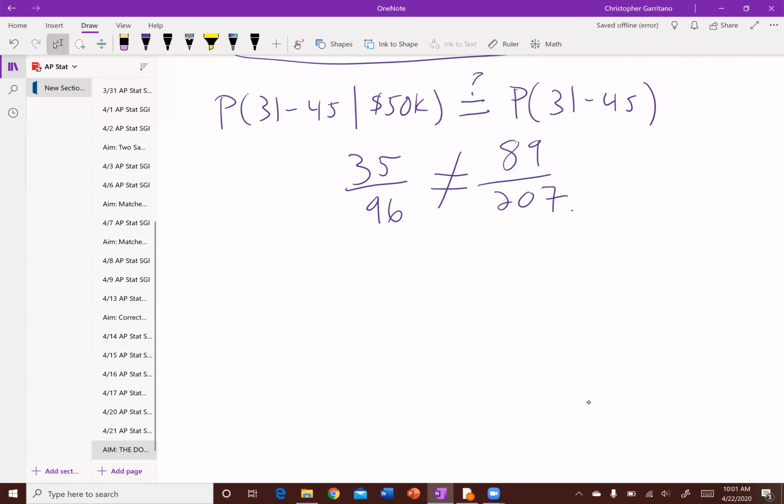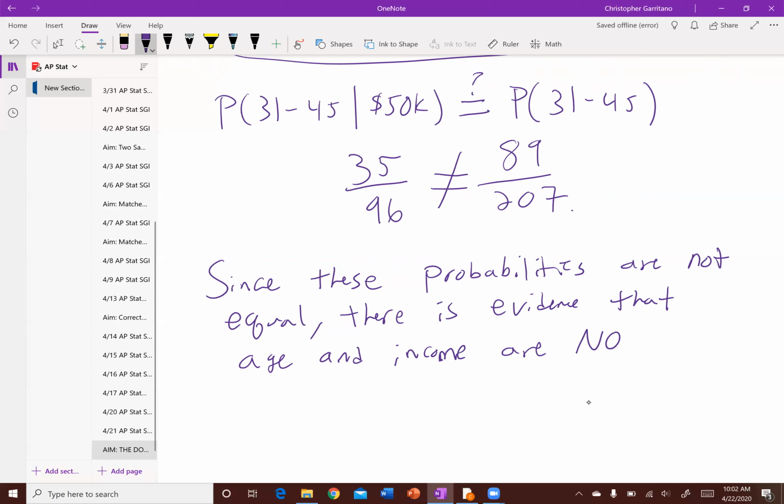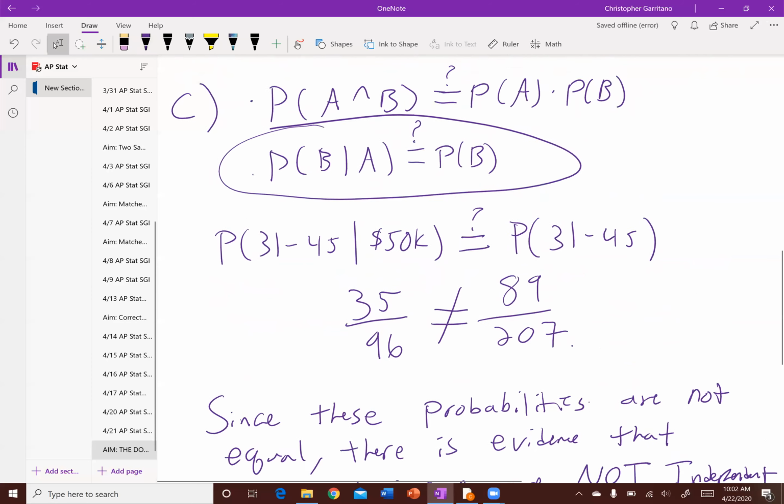Okay. And so we would go on to say, since these probabilities are not equal, there's evidence that age and income are not independent. Right, and there you have it.